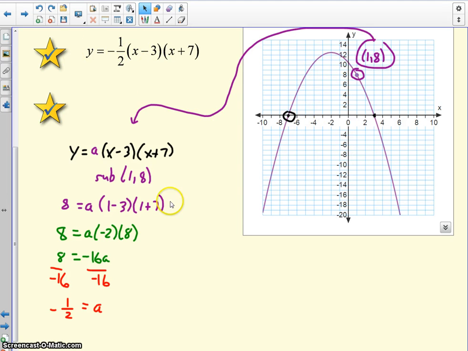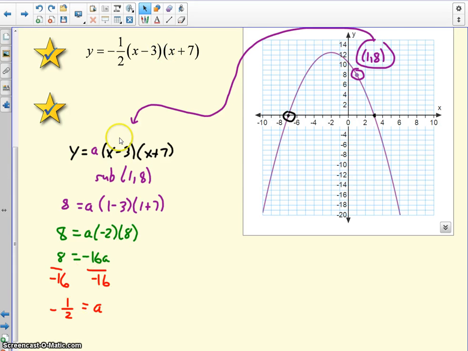Okay, so again, just to recap, I use my x-intercepts to create my two brackets or my factors. I have to solve for my a value. Every single time I'm going to need to solve for that a value. I'm going to do that by subbing in a point that I know that parabola passes through, subbing that in for x and y, solving the equation for a, then creating my equation.